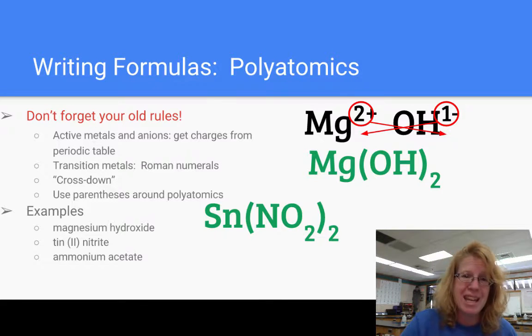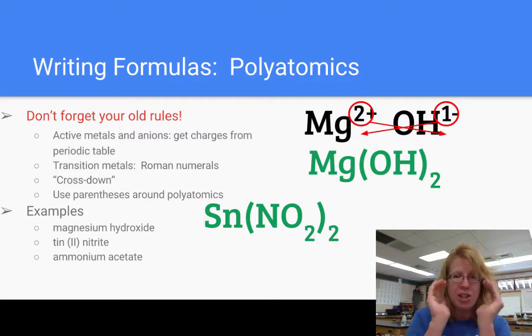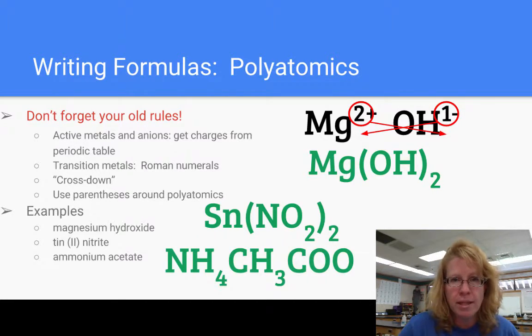That means there's 1 tin atom and 2 nitrite polyatomics stuck there. Total of 2 nitrogen atoms and 4 oxygen atoms in that particular compound. All right, the last one, ammonium acetate. Yes, it is all right to have 2 polyatomics together, as long as one of them is ammonium anyway.